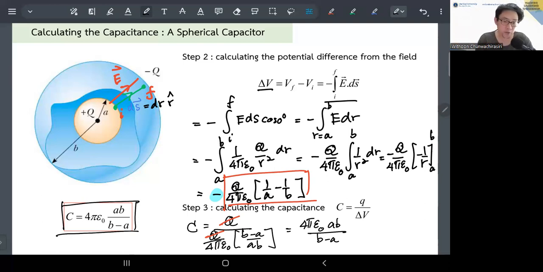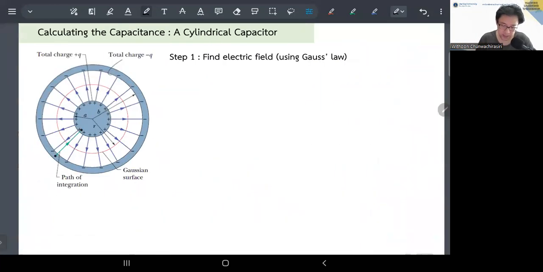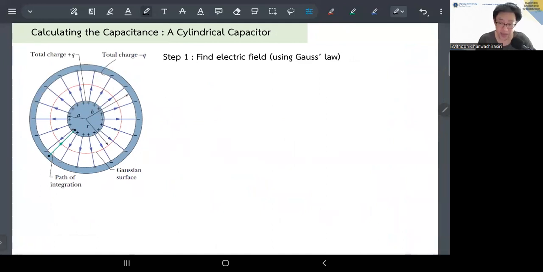So I hope by showing you these two geometries of capacitors with the 3 steps process calculation, you can repeat this for any kind of capacitor shape, and you should get to the value of the capacitance this way. But we're not going to do anything acrobatic. There's one last geometry for you to do, the cylindrical. And I'm going to leave this one as the exam question.